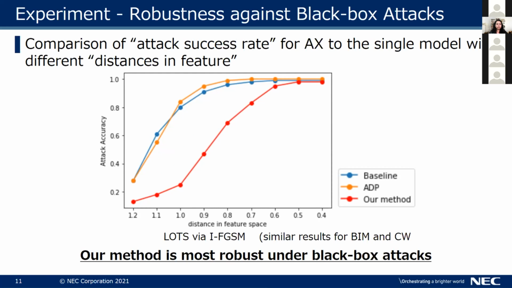In this graph too, when the graph is plotted lower, it means more robust, as in the white box experiments. So we can see our method is most robust under black box attacks.